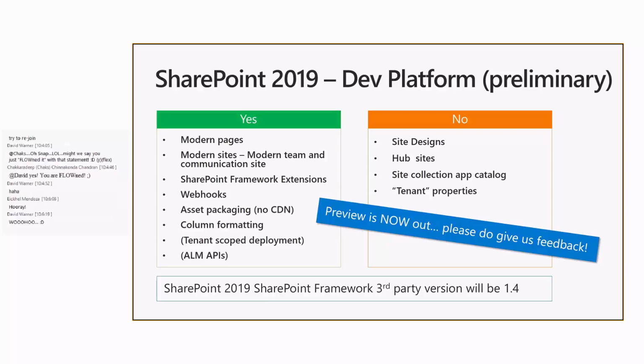Quite some things made it into 2019 that we have been used to for a while now in SharePoint Online. Some things didn't make it. So, for instance, site designs, hub sites and the site collection scoped app catalog didn't make it. Tenant properties also did not make it. Although if you are a bit creative, you could come up with a similar technology when it comes to tenant properties by sort of using a property bag somewhere in your tenant.